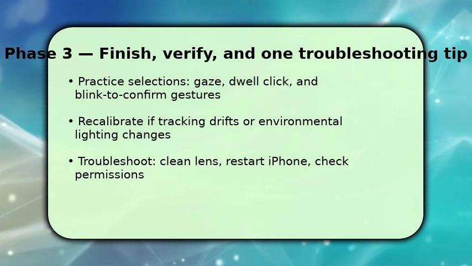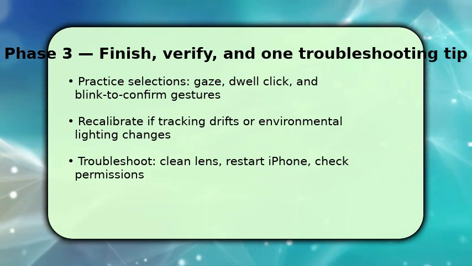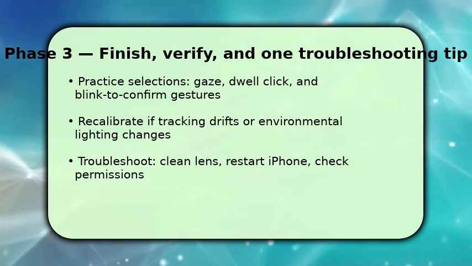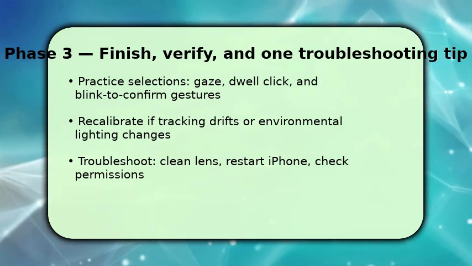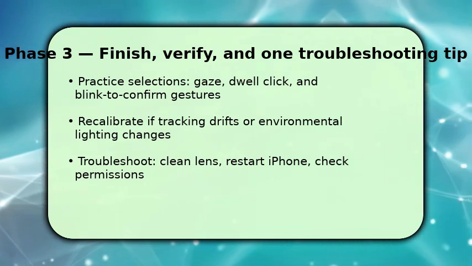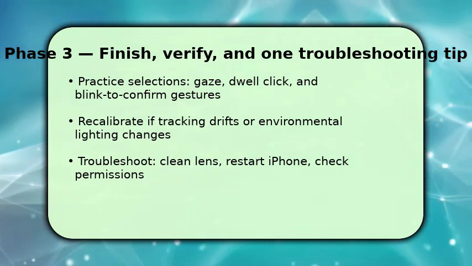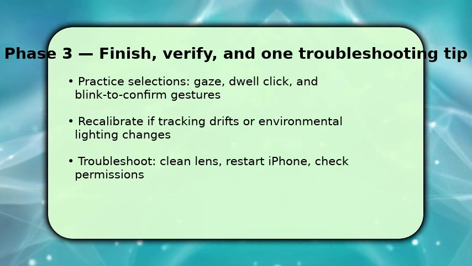Make sure to verify accuracy across different lighting and angles, recalibrate whenever you move to a new environment or the system shows drift. If things go wrong, stop and check basic fixes. Clean the front lens, restart your iPhone, and confirm camera permissions. If problems persist, reset calibration and repeat the full setup. That single troubleshooting tip.